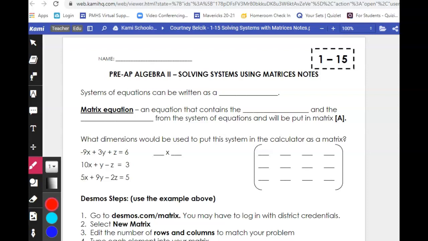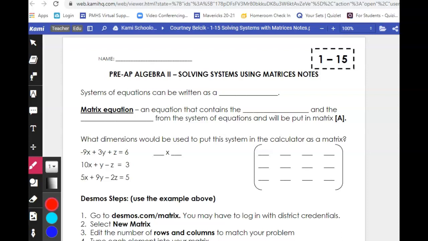Hi everybody. Today we're going to talk about solving systems again, and this is kind of the cap to the solving systems part of the unit. We're going to do something new. It's a little different. It's called solving systems using matrices.